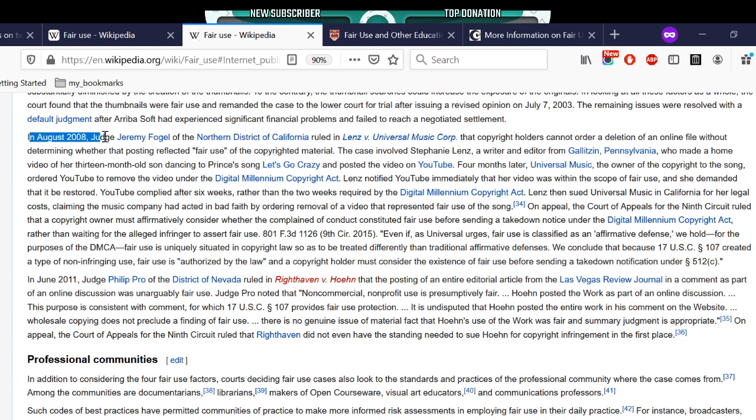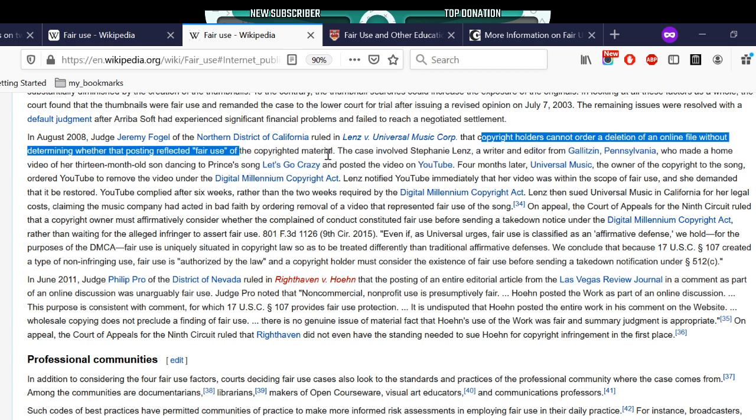In August 2008, Judge Jeremy Fogel of the Northern District of California ruled in Lenz versus Universal Music Corp. that copyright holders cannot order deletion of an online file without determining whether that posting reflected fair use of the copyrighted material. Okay. The case involved a person who made a home video of her 13-month-old son dancing to Prince's song Let's Go Crazy and posted the video on YouTube. Four months later, Universal Music ordered YouTube to remove the video. Big surprise, honestly.